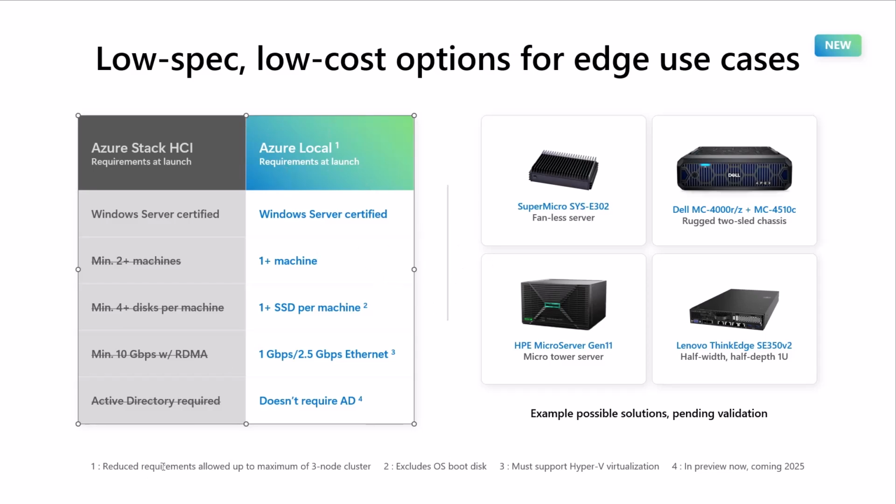With Azure Local, the reduced requirements allow up to a maximum of 3 node cluster. So if you set up a cluster, you can only have up to 3 HP microservers, for example. Now you can mix and match too. You don't have to have all the same. I'm just saying that 3 is the max. Now that SSD, that excludes the OS boot disk. So really it requires 2 disks internally: one for the OS to boot from and one for storage.